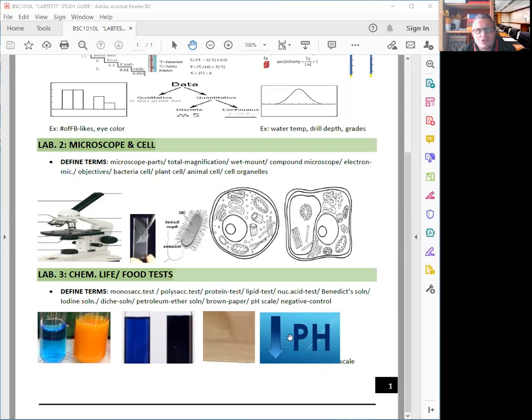For lipids, we use petroleum ether and then brown paper. There is no color change, but rather grease or no grease on the paper. For proteins, we use the biuret test, and the color changes to a purplish color. For DNA or nucleic acid, it's very much the same, but the test name is Ditch solution.